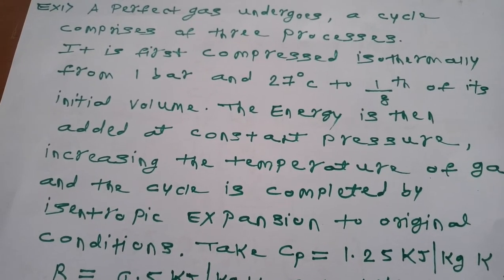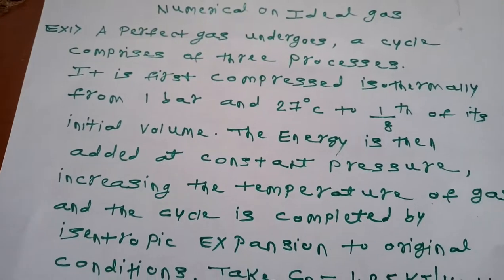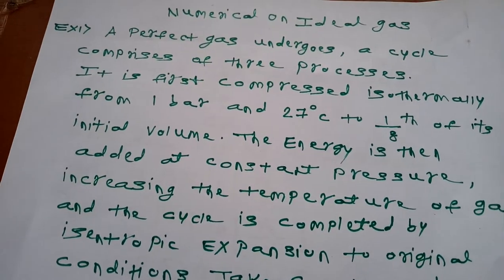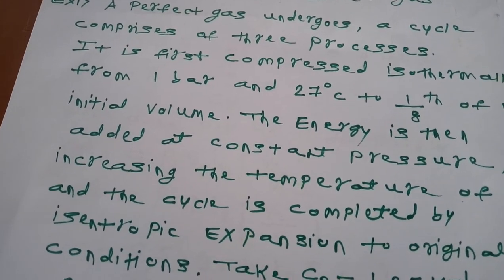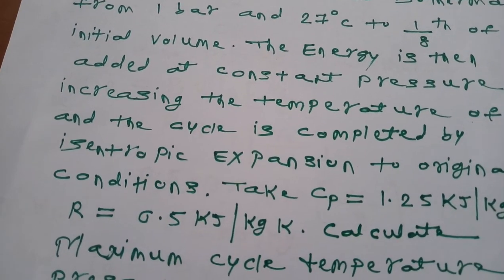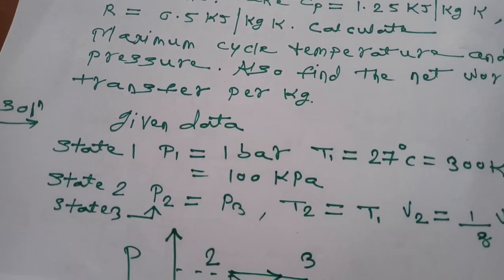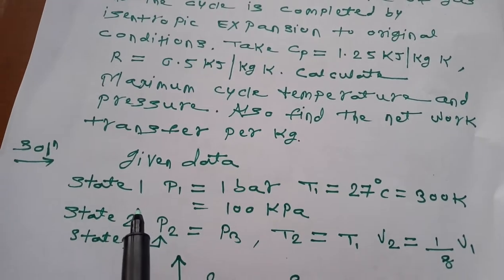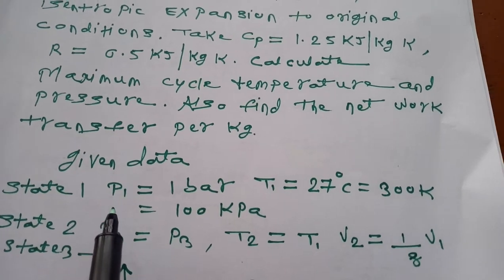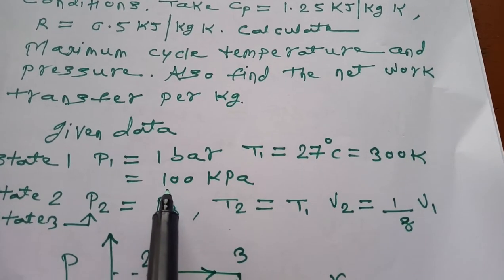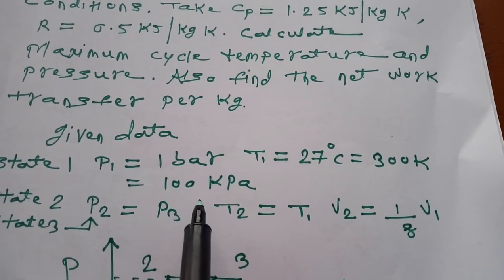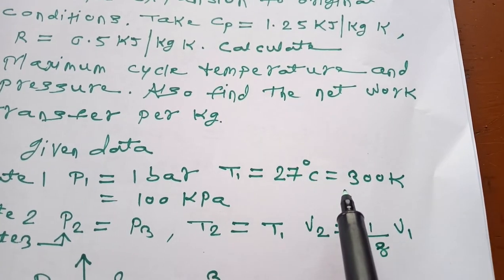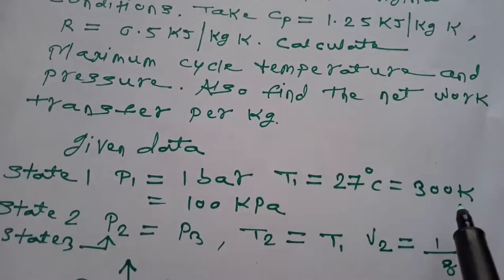So this is the problem statement in front of you. So we have to solve this problem by using different thermodynamic equations. So let us first make a list of the given data. What exactly is given in the problem? So initial conditions, state 1, P1 is 1 bar, that is equal to 100 kilopascal. Initial temperature T1 is 27 degrees Celsius, that is equal to 300 Kelvin.